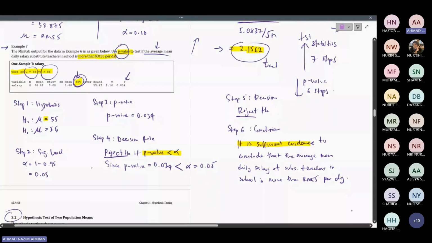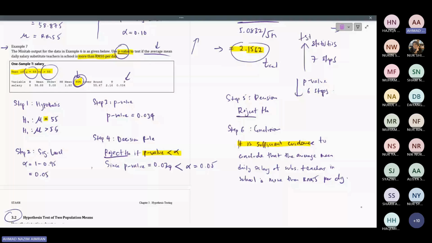If there is a different significance level, for example, in example 6, we use 0.10. In example 7, we use a different significance level. There is a possibility that you will get a different answer. But if the significance level is the same, then usually we will get the same answer.